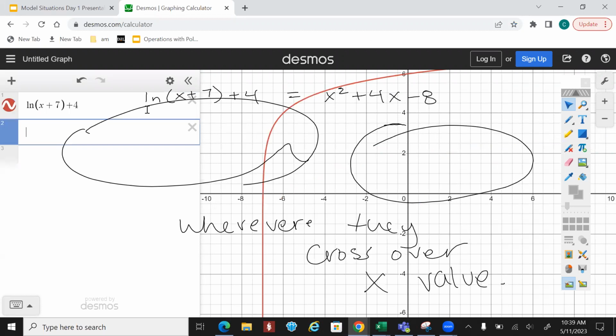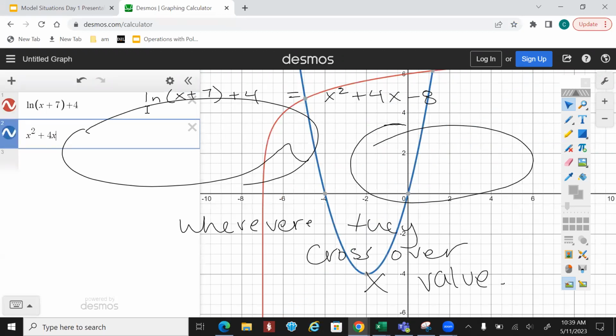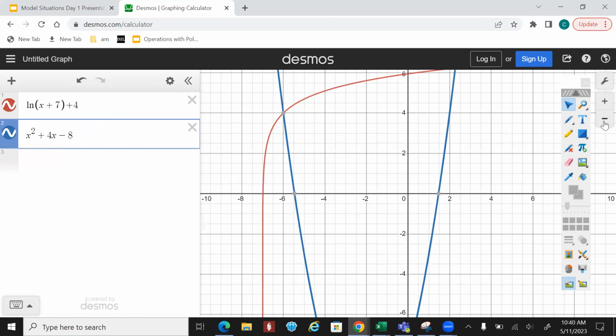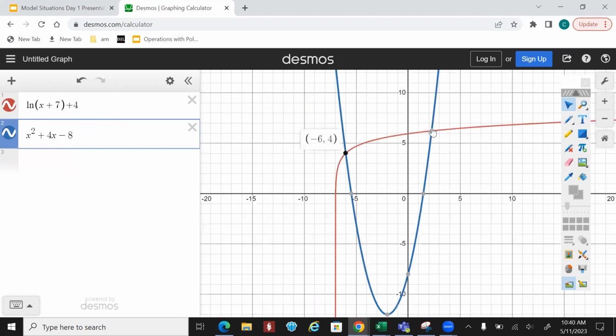So when I type this in, I get something that looks like this. Okay, now Ellen brought up a point. Are you listening? Okay, Ellen said they cross over twice. So which one is the correct answer? They both are. X would equal -6 and X would also equal 2.269.